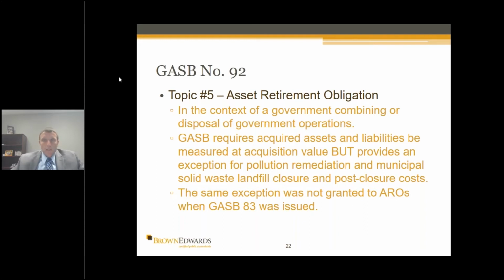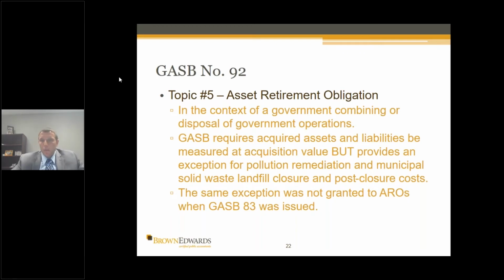Of course, the argument there is that the measurements that are based on current costs and expectations are more relevant for pollution and landfill obligations because there's a logical relationship between the liability and the factors upon which the obligation is based. It was brought to the board's attention, though, that similar exceptions were not provided for AROs when Statement 83 was issued. After considering the implications of this form of exception, the board agreed that the basic requirements for the measurement of certain AROs in Statement 83 are similar to the basic requirements for measurement of solid waste landfill closure and post-closure care cost and the obligation of pollution remediation.